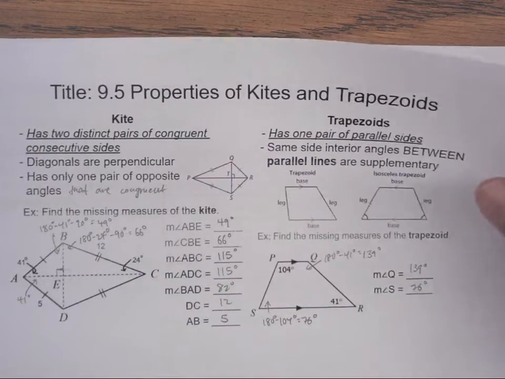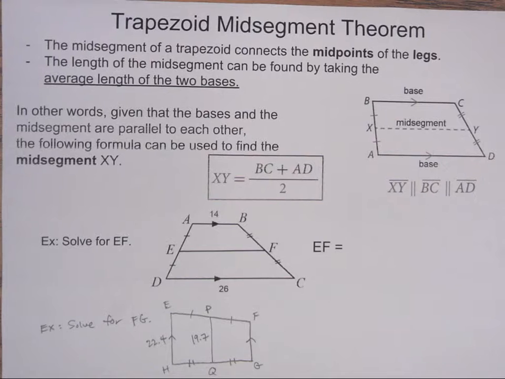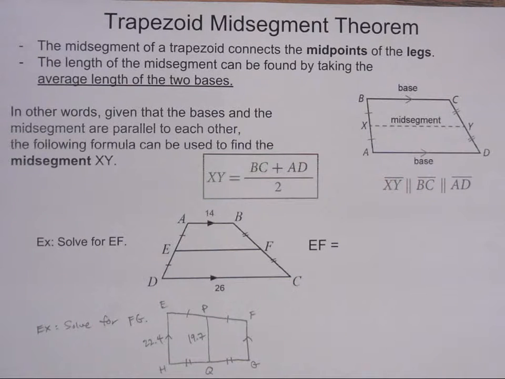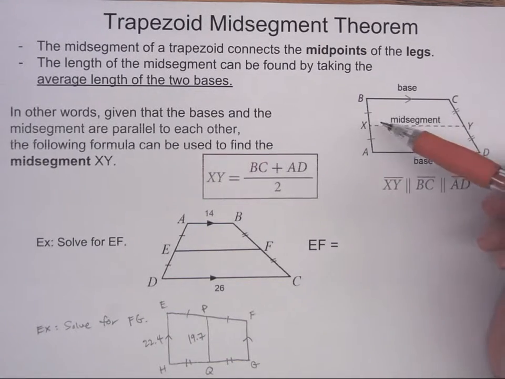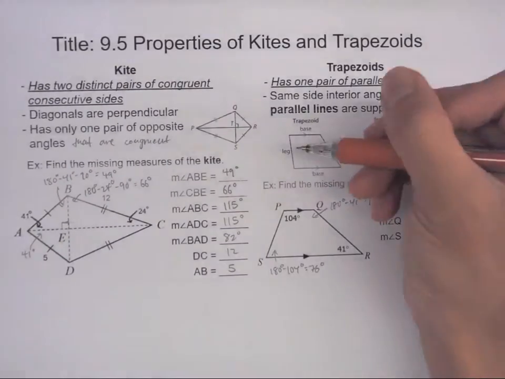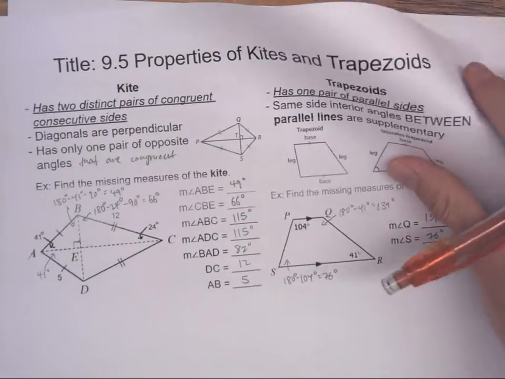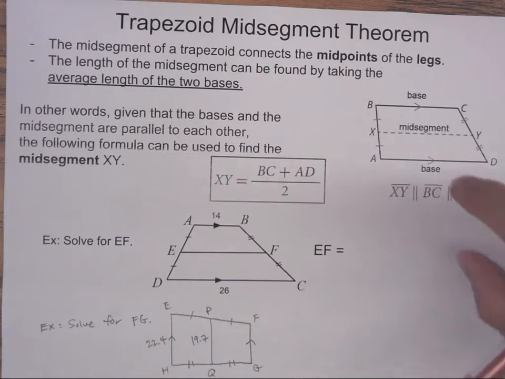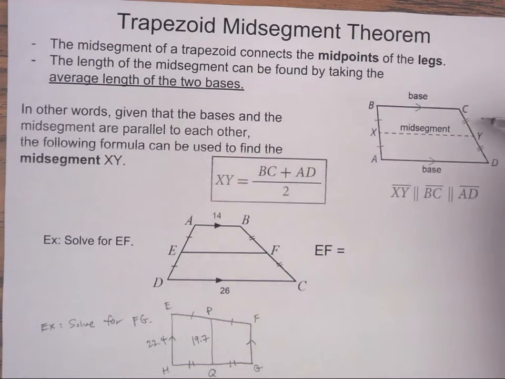Okay, so the next part here is the trapezoid mid-segment theorem. The trapezoid mid-segment theorem says that the mid-segment of a trapezoid connects the midpoints of these two legs. So I don't know if you saw this earlier. The legs of the trapezoid are the ones on the outside. Your bases are the ones on the top and the bottom. Well, in this case, if it's flipped around, then it's the other way. But these are the legs.